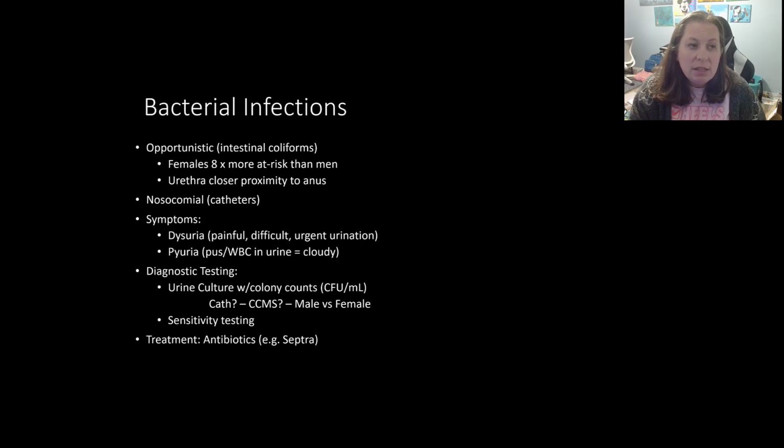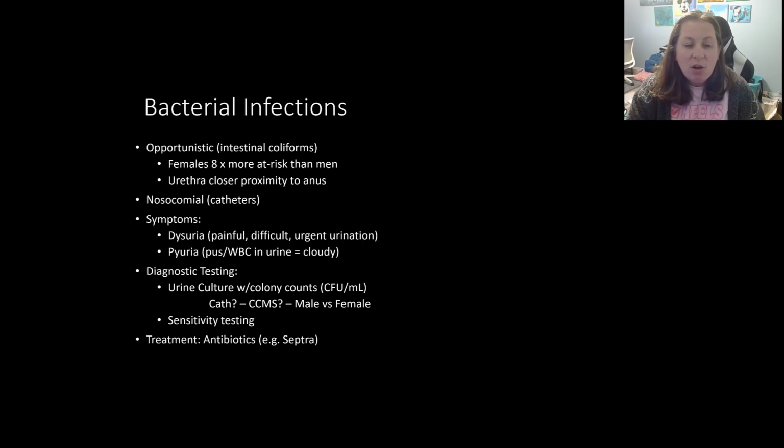you sick. An example here is that females are 8 times more at risk than men are because of the location of their urethra in comparison to the anus, as well as the urethra being very short in females and the male's urethra being a lot longer. And so this is what makes that big difference between males and females.